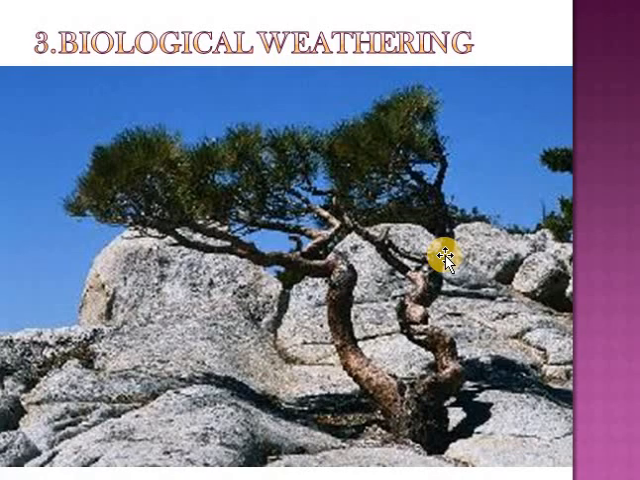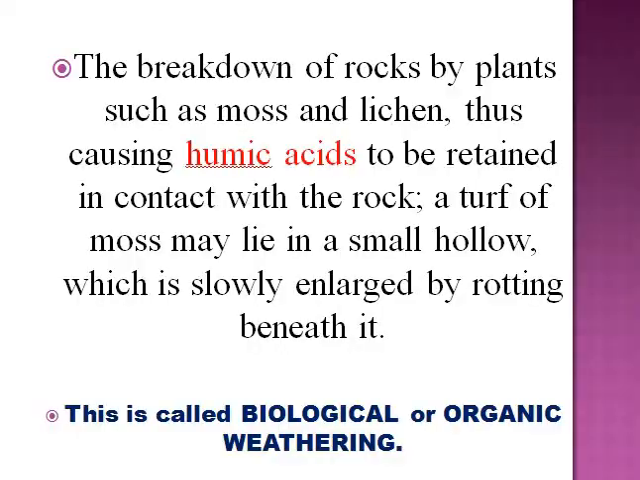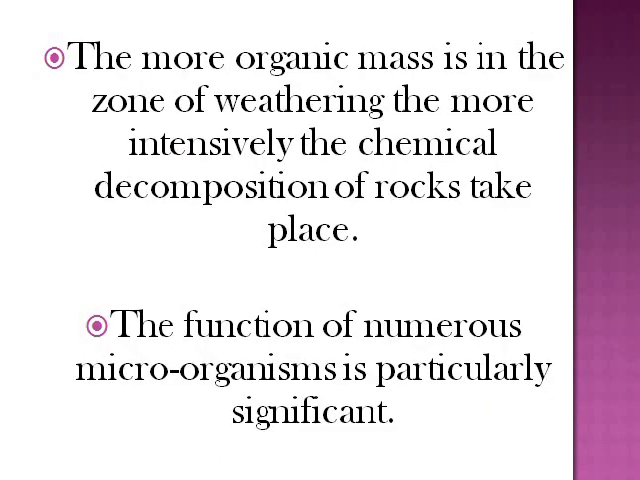Coming to types of weathering, number 3, biological weathering. The breakdown of rocks by plants such as moss and lichen, thus causing humic acids to be retained in contact with the rock. A tuft of moss may lie in a small hollow, which is slowly enlarged by rotting beneath it. This is called biological or organic weathering.